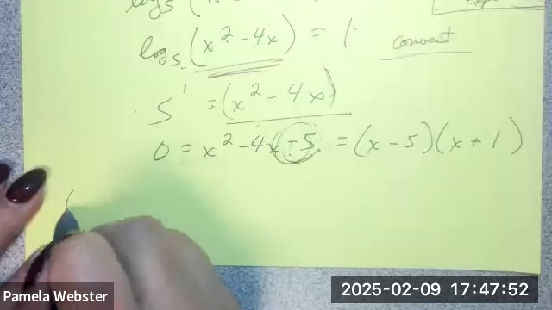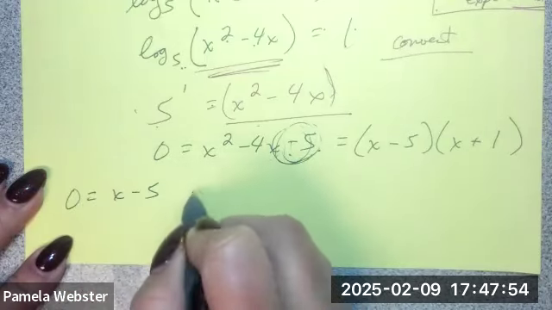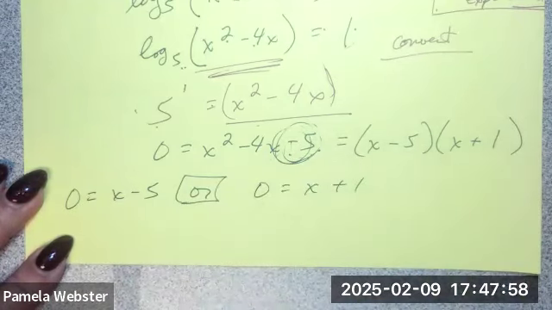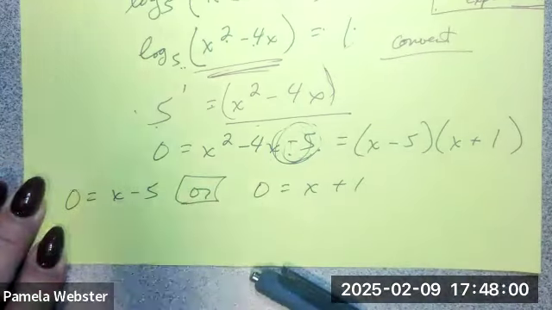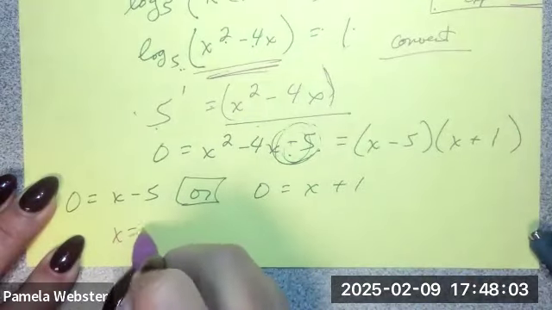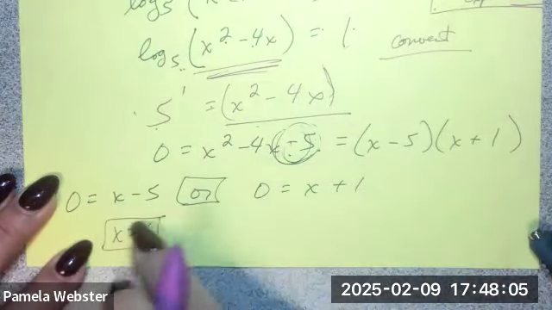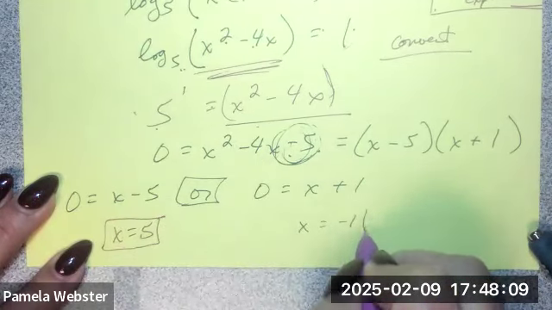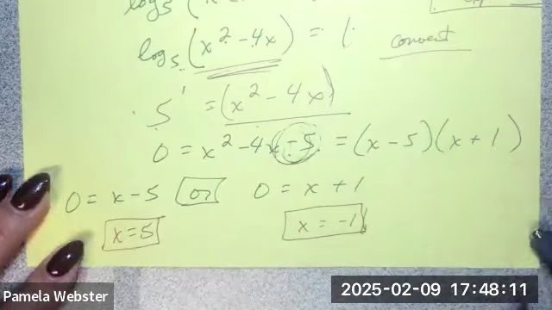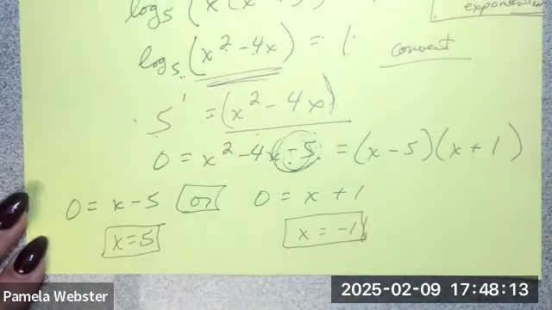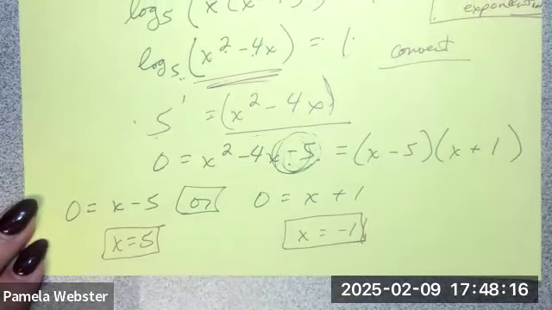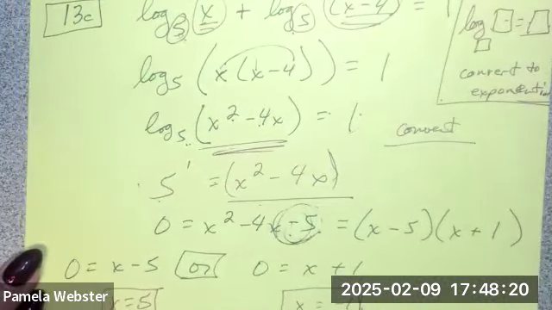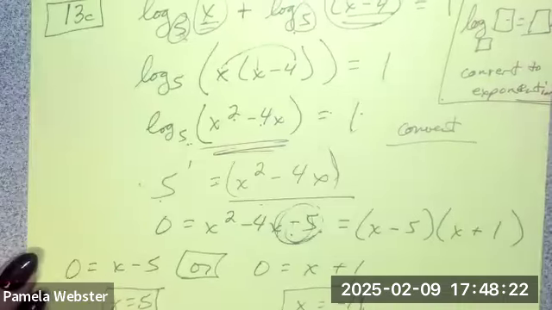Set them both equal to 0. 0 equals x minus 5, or 0 equals x plus 1, right? Solve them up. X equals 5. You've been doing this solve for x since the very first day. X equals negative 1. So you ought to be able to do that set it equal to 0 and solve thing pretty quickly. The only thing I'm going to caution you on, let me pull this down just a tiny bit. I'm sorry, it's not going to all quite fit in there.